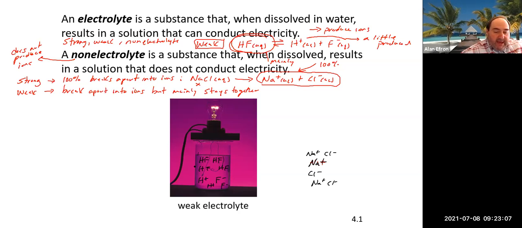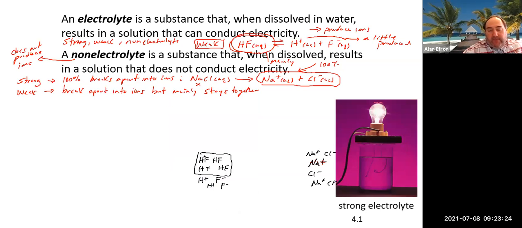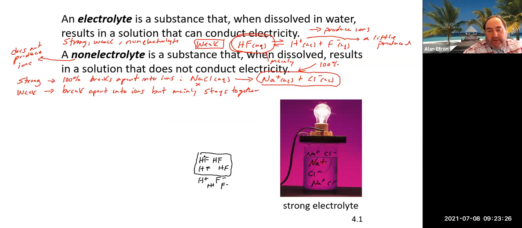But we mainly have, again, the whole molecule still together, but the presence of the few ions that are floating around is enough to still allow it to conduct electricity. But again, nowhere near what we see when we come over here to our strong electrolyte.